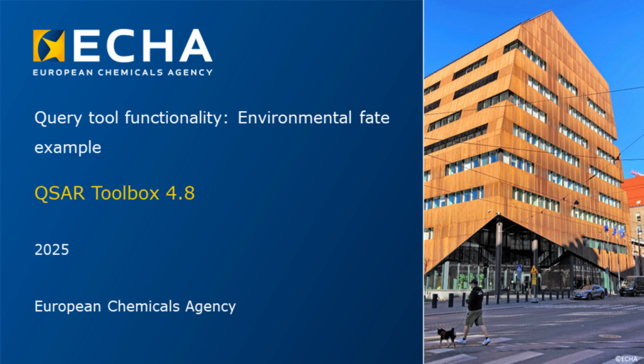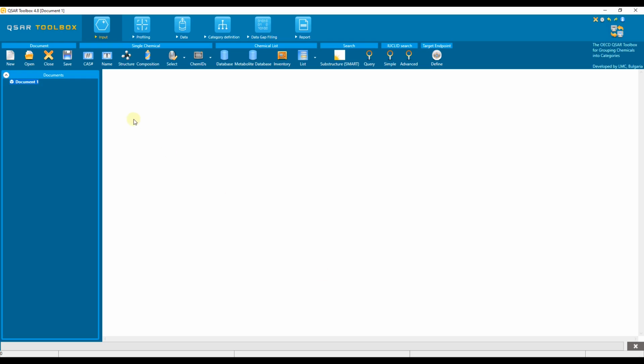This is the second video in our tutorial series on using the query tool in the QSAR Toolbox. If you haven't watched already, check out Tutorial Query Tool, a acute aquatic toxicity example for an introduction to the query tool and its core features. In this video, we'll walk you through how to search for lipophilic chemicals with low bioaccumulation potential associated with a specific test organism and duration range.